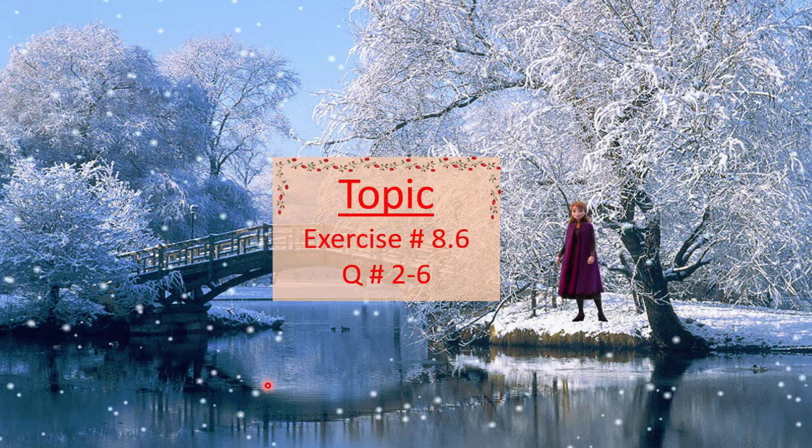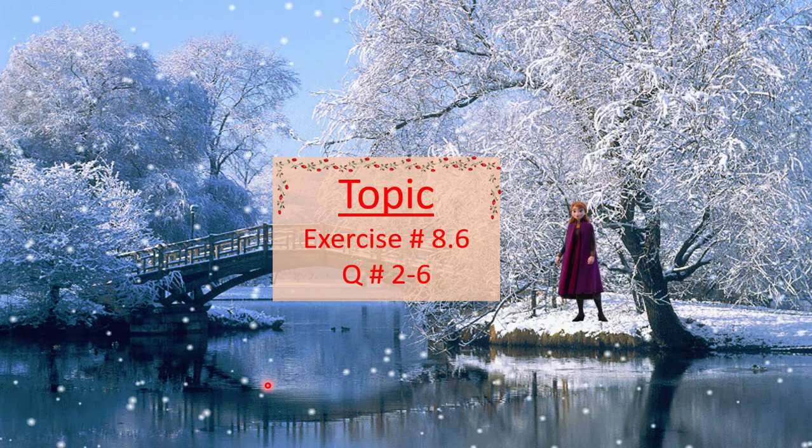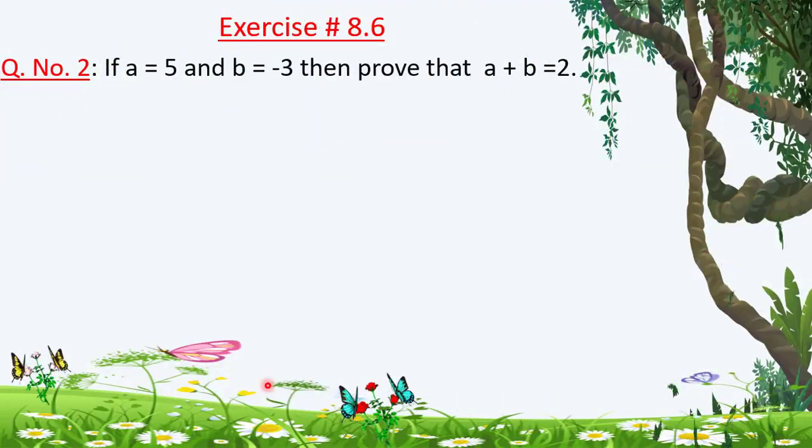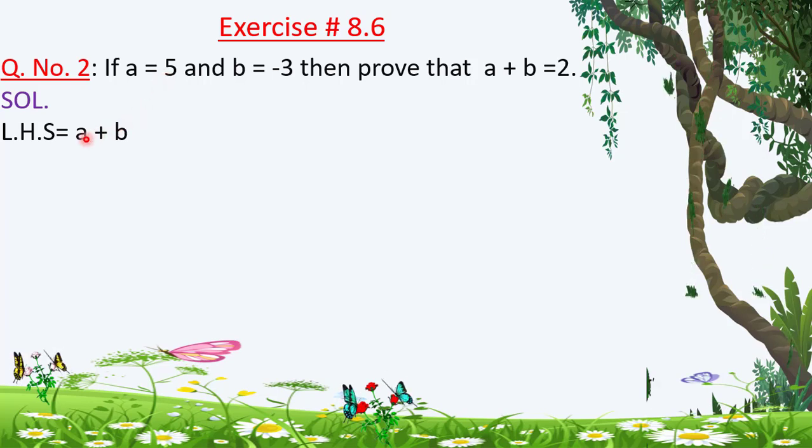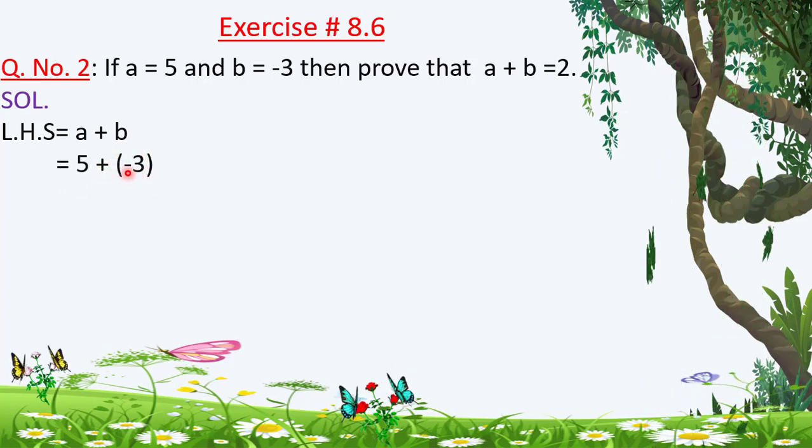So here is the topic, exercise number 8.6, question number 2 to 6. Question number 2 is given over here, that is, if a is equal to 5 and b is equal to minus 3, then prove that a plus b is equal to 2. In solution, as you can see, left hand side is equal to a plus b. Now substitute 5 for a and minus 3 for b, and write the plus sign as it is. We'll insert a bracket here to avoid any ambiguity.